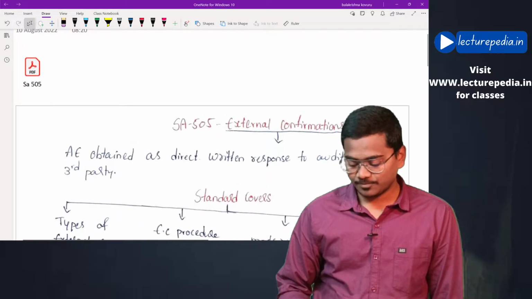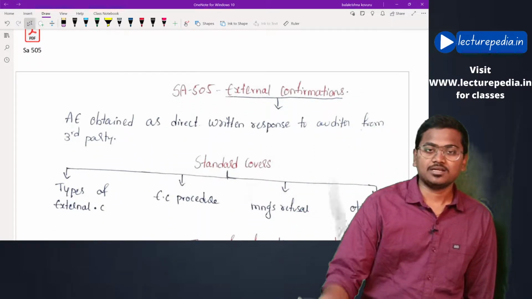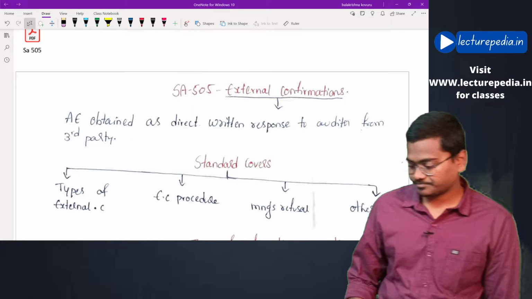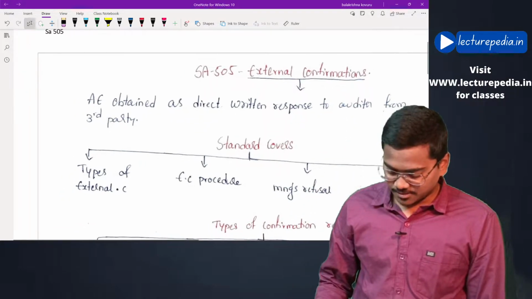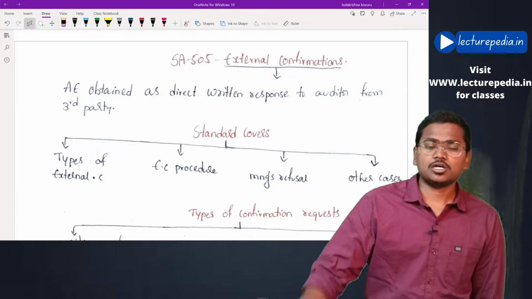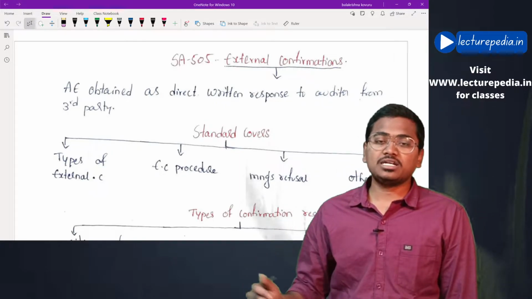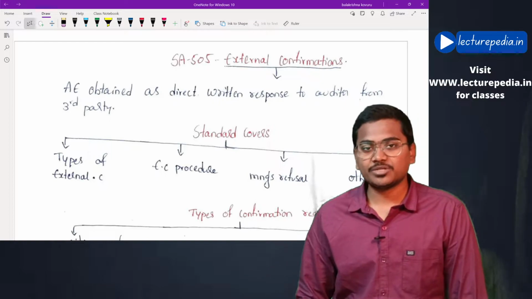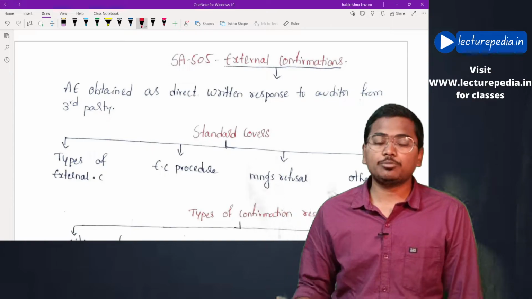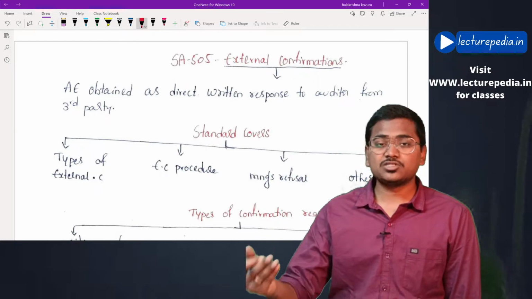Now in this video, we will be revising SA 505 External Confirmation. In the previous video, we revised SA 510. Now it will be SA 505. As you all know, this 500 series deals with audit evidence. One of the procedures to obtain audit evidence is external confirmation, which is a more reliable procedure for the auditor to obtain audit evidence. Why is it so reliable?